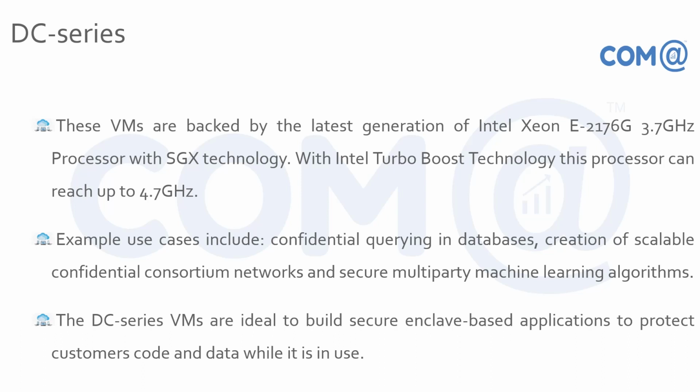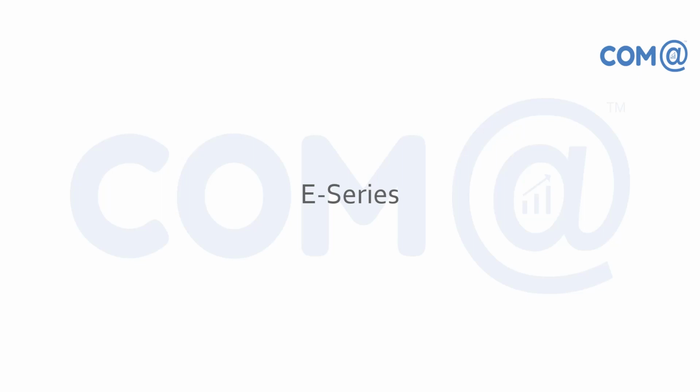The example use cases include confidential querying in databases, creation of scalable confidential consortium networks, and secure multi-party machine learning algorithms. So the DC series virtual machines are ideal to build secure enclave-based applications to protect customers' code and data while it is in use. And E-series.